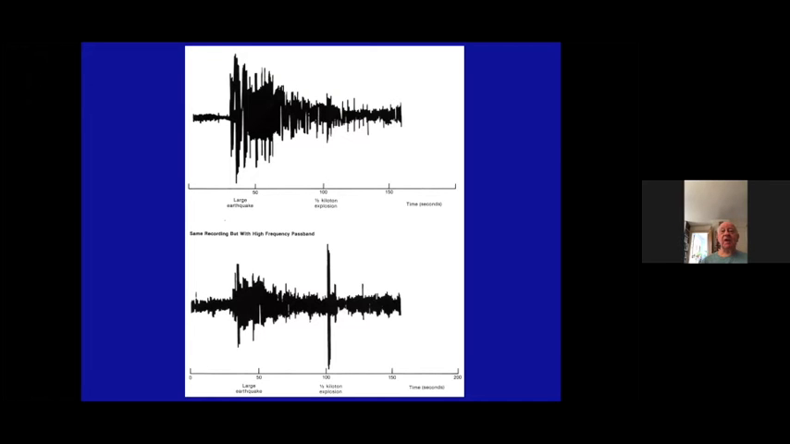But this is a record at the bottom that records more high frequencies. So we can see that that event in the middle of the figure at the bottom is very clear and identifiable. It's not very identifiable, if at all, at the top. The next.